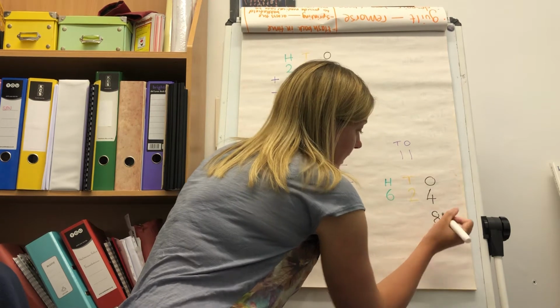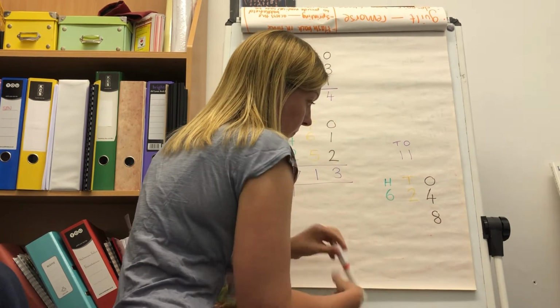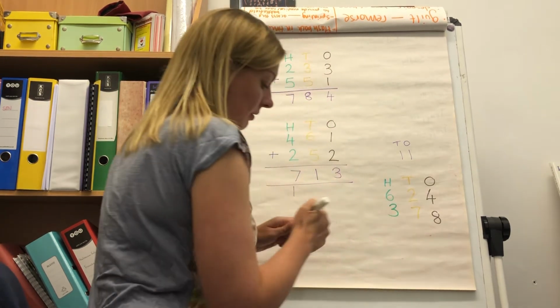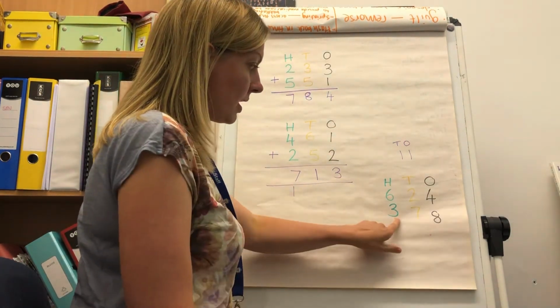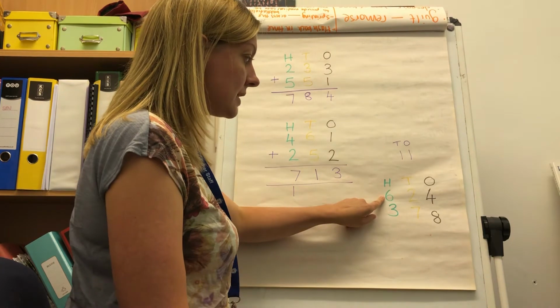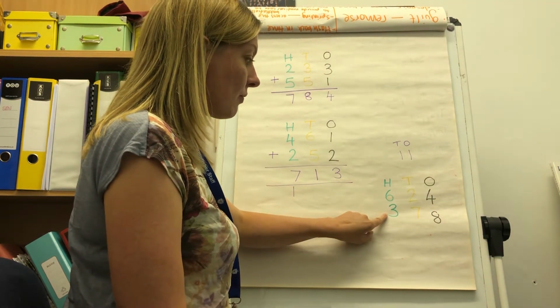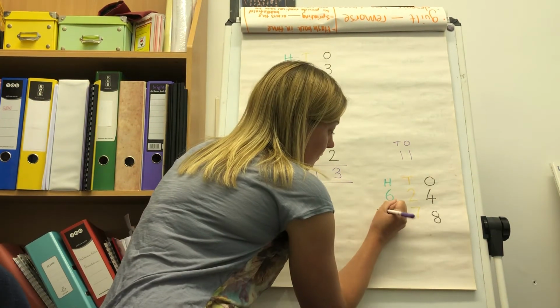624, and you're going to add an 8, a 7, and a 3. Now, not use the dice numbers. So now you've got 378. So you're going to add 624 and 378. Can everyone write that one down for me?